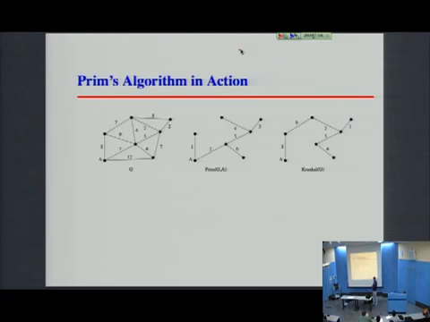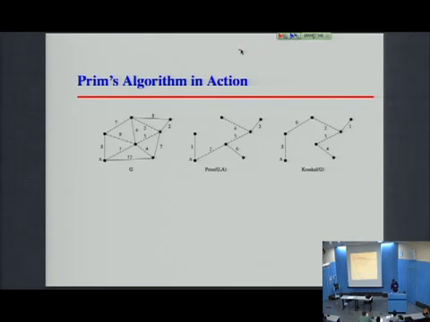Okay? So this is Prim's algorithm. We're starting from a different vertex. If this algorithm is correct, it had better give us the same weight spanning tree. Okay? Any questions about that? Okay.